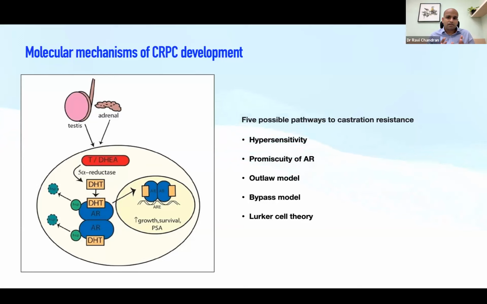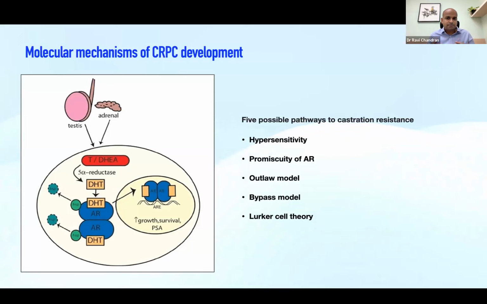However, there are 5 possible pathways of castration resistance. This is from Campbell. Of the 5 pathways of castration resistance, first is hypersensitivity. These androgen receptors will become hypersensitive to whatever minute amount of testosterone is available in the body. That can happen because of androgen receptor mutations, androgen receptor overamplification, or androgen receptor splicing variants. So that is the first thing, hypersensitivity of the receptor in itself for the ligand.